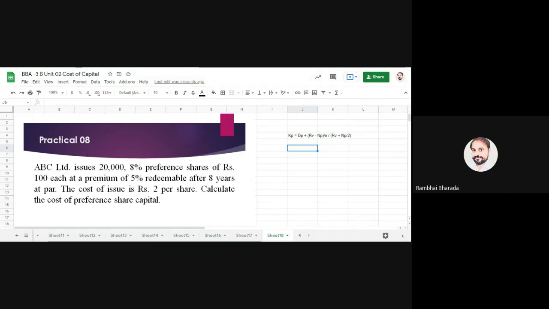Done? Okay. Now, can you tell me the DP? I request all of you, whatever answer you have, please try to unmute yourself. If you are comfortable, please unmute, so I can save my time, because whenever you write something in the chat box, I need to come to this tab, again go to the Google Sheet. So it's more comfortable for me if you unmute yourself. So here dividend is 8 rupees.